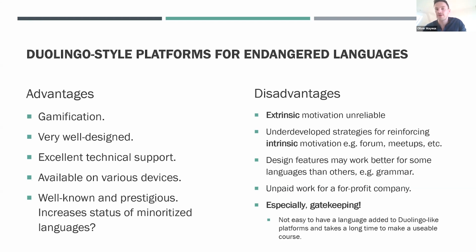Where they can, of course, it's a great increase in prestige and status of the language, and it also serves to raise awareness, perhaps, of the issue of language endangerment and language minoritization in general. But we have to say that actually, even if you're learning a language like Spanish using Duolingo, the extrinsic motivation that you get, these reminders or the promise of a good job after you learn Spanish, this can actually be not very reliable. The research on motivation shows that sometimes extrinsic motivation is not quite as good at getting us to learn as intrinsic motivation is.